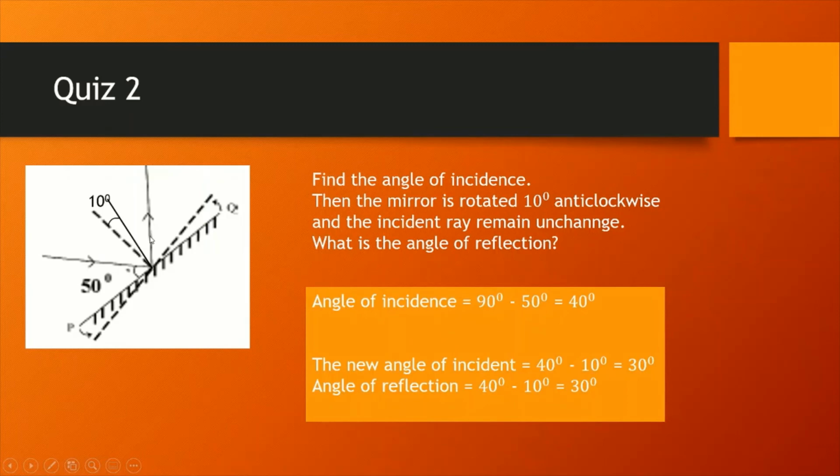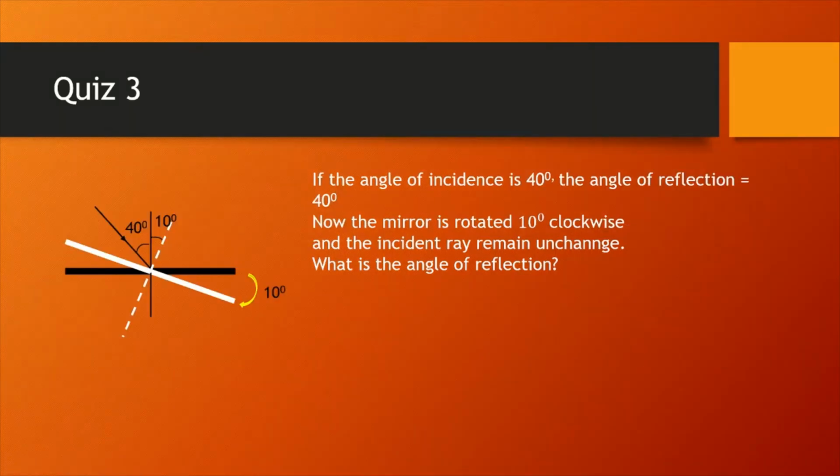You understand? Originally, this is the incident angle, which is 40. Now you turn the mirror anti-clockwise 10 degrees. This is the new normal, which moved 10 degrees into the incident angle. So now the incident angle, from normal to incident ray, is only 30. This 30 plus 10 was 40. So the new incident angle is only 30, and the reflected angle will also be 30 degrees. All right, understand? Okay, let's look at question 3.